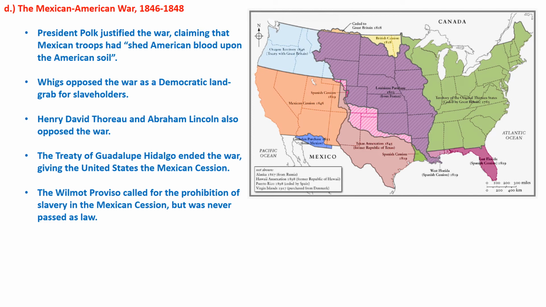Once this happens, and here we're bleeding into period 5 a bit, a resolution is introduced in Congress called the Wilmot Proviso, and it called for the prohibition of slavery in the Mexican Cession. It was never passed into law, but it led to an enormous debate over how we should expand slavery into the Mexican Cession, if we are to expand it at all. And it really signals the major fights over the expansion of slavery that are going to come in the 1850s that are ultimately going to lead to the Civil War.